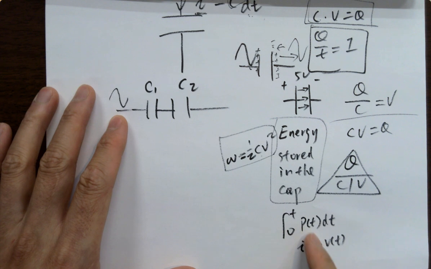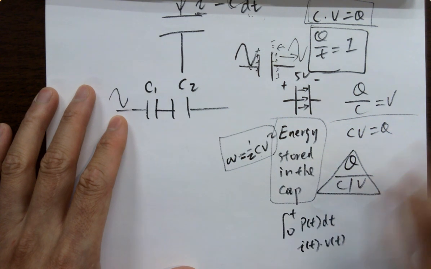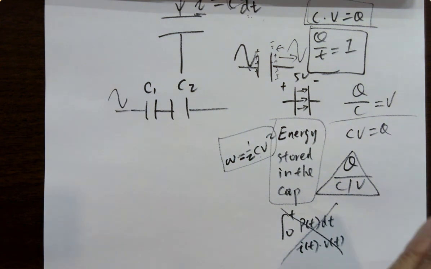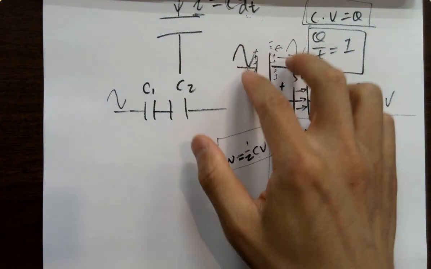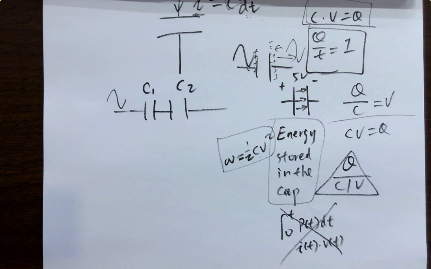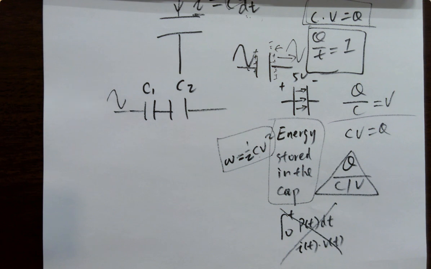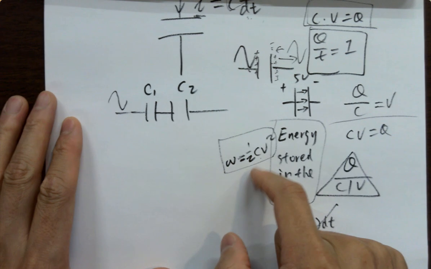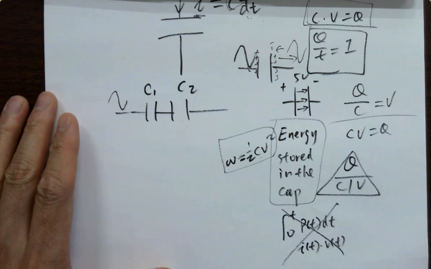You're not using current times voltage to get the power and then integrating it to get the energy. No. It's asking for a static energy stored, like stored in the battery. So if you make the caps huge, they can behave like a battery actually. So the energy stored in the cap is basically this. Okay, keep that in mind. It happens a lot in the homework.